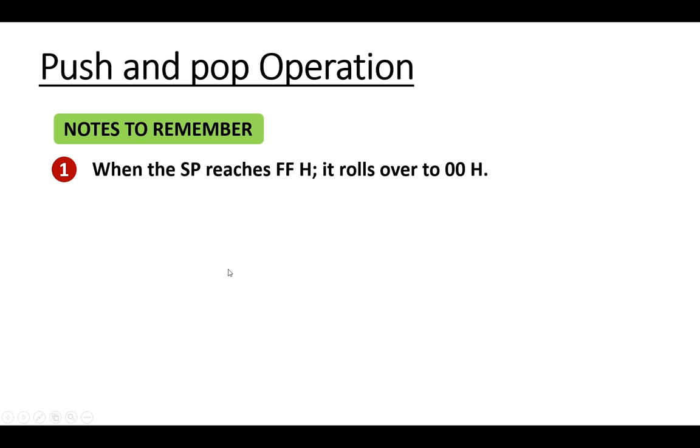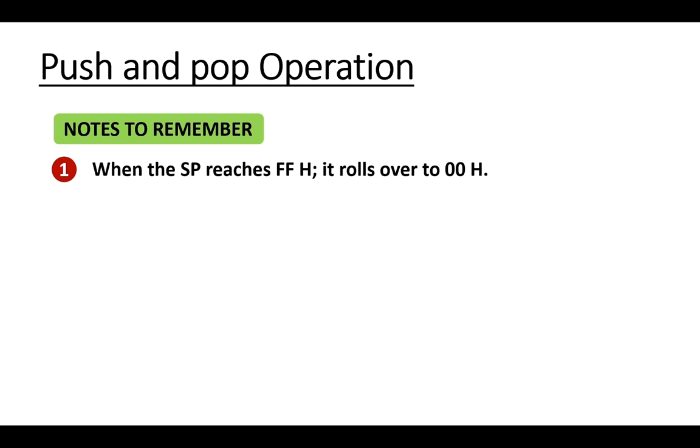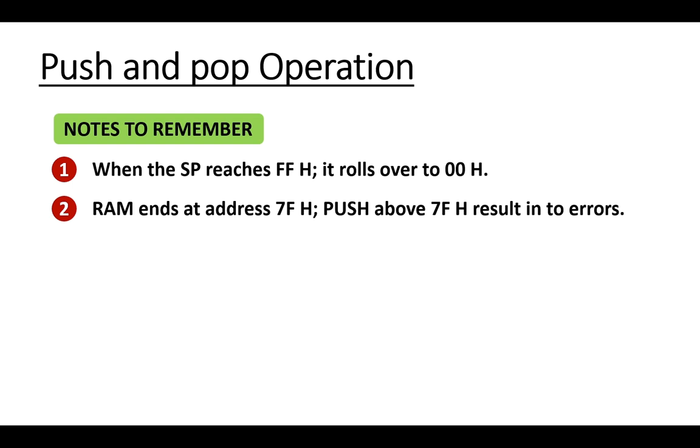Notes to remember. When SP reaches FF, it rolls over to 00. SP is an 8-bit register, and since it is an 8-bit register, it ranges from 00 to FF. At any moment when it reaches FF, it comes back to 0. The internal RAM of the 8051 is from 00 to 7FH. If you want to access RAM beyond 7FH, it will give you an error. Even though SP can be initialized at any address beyond 7FH, you cannot perform the push operation, because any push operation above 7FH would result in an error.